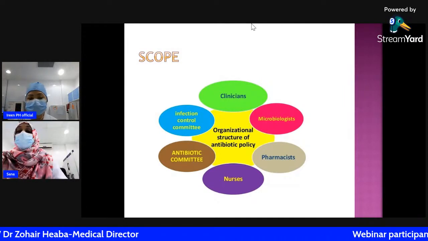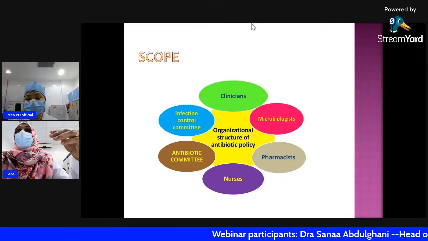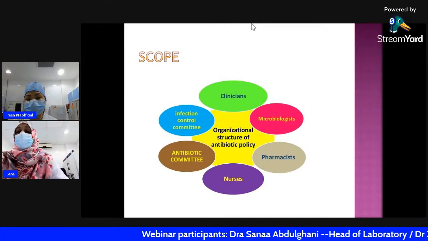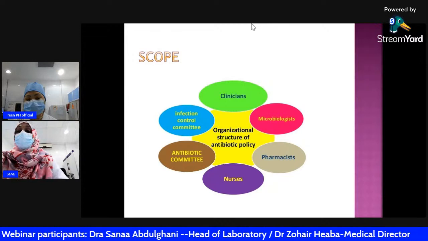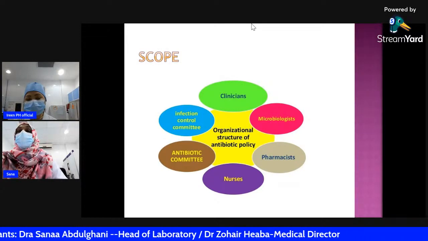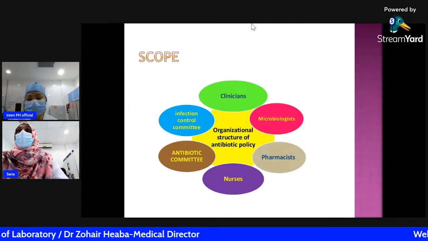Resistance of bacteria means the bacteria can resist the antibiotic, do not respond, or cannot be inhibited by the antibiotic. That is, they become resistant to antibiotics.